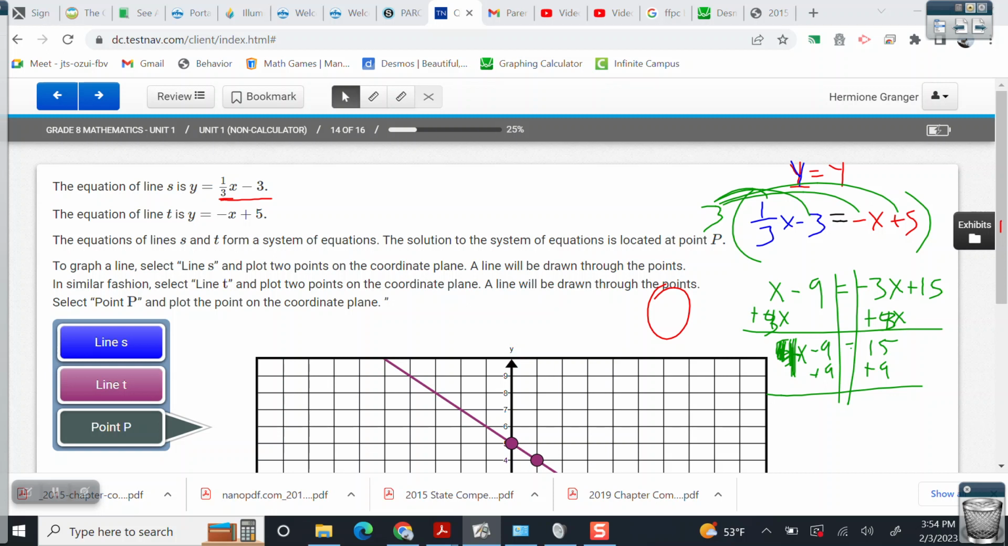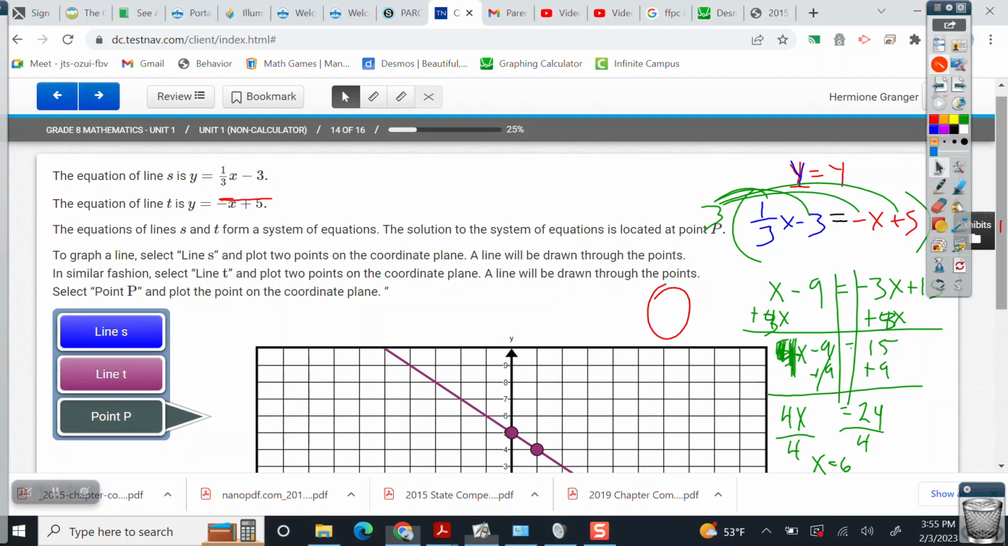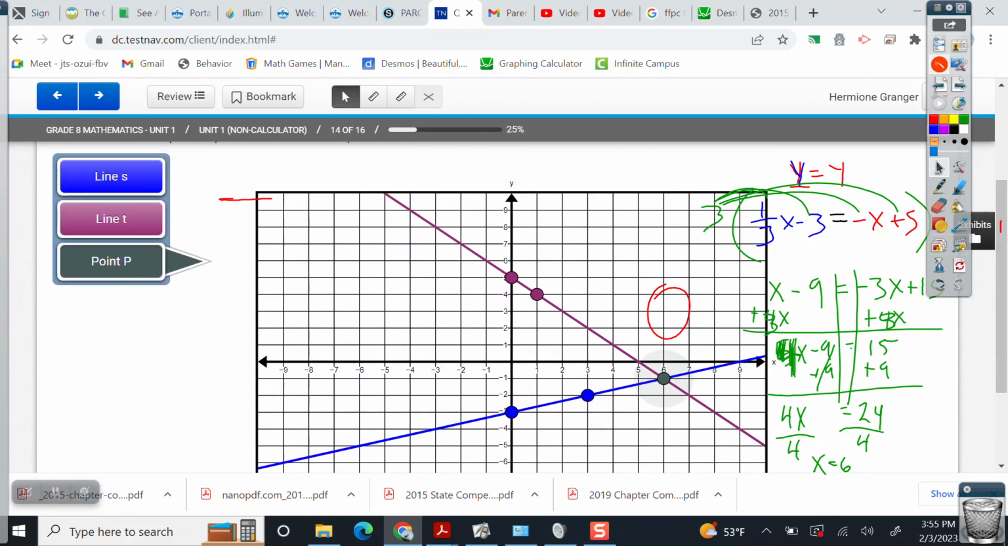Okay. So then we have 4x. That just cancels out. And that is equal to 24. So divide by 4, and I get x is equal to 6. No way! This is so cool. That's exactly what we had with this point right here. X is equal to 6.